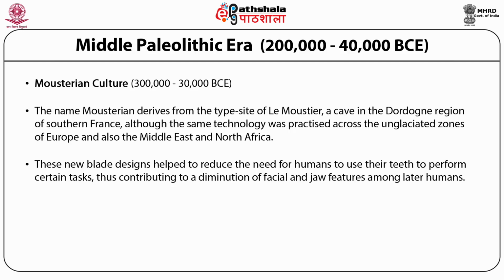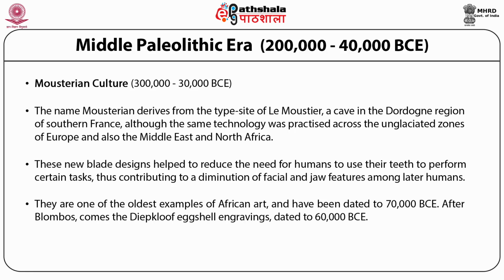One of the new works of art dating from the Middle Paleolithic is the pair of ochre rocks decorated with abstract crosshatch patterns found in the Blombos Cave east of Cape Town. They are one of the oldest examples of African art and have been dated to 70,000 BCE. After Blombos come the Diepkloof eggshell engravings, dated to 60,000 BCE.